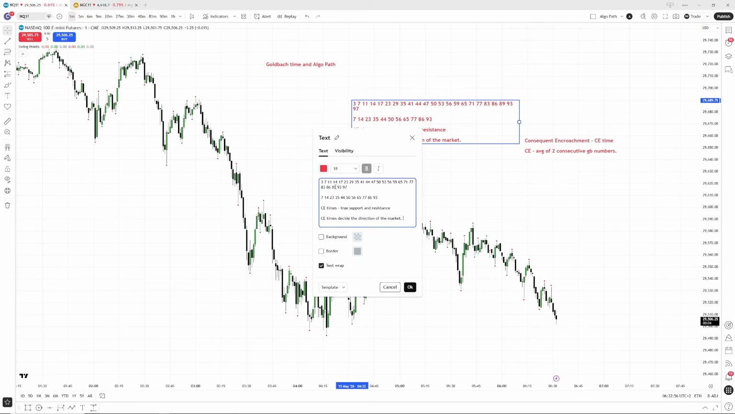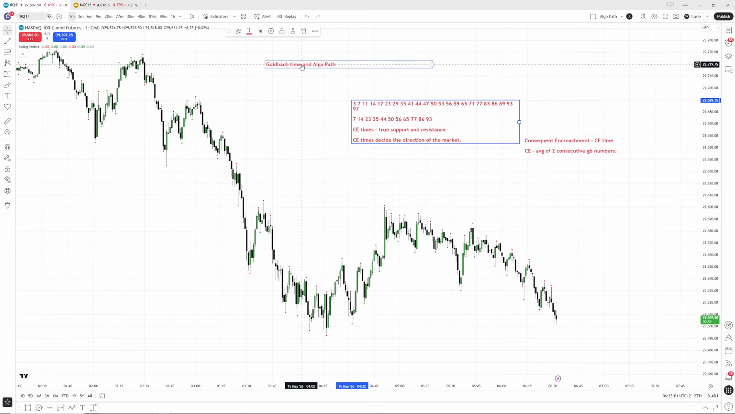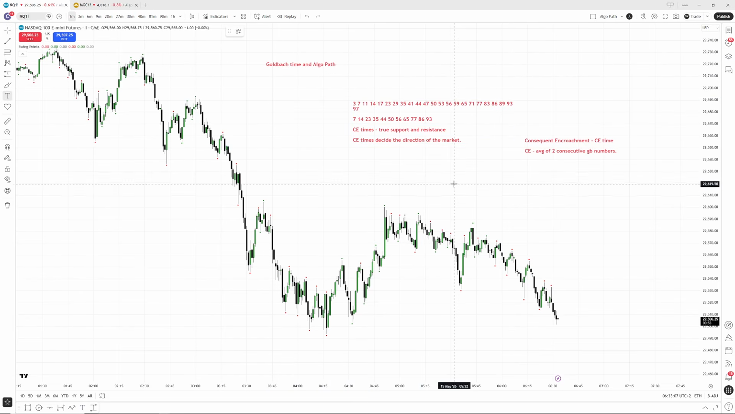Now you understand the Goldbach numbers and how we arrived at CE times. The other important learning that I took from Hopi's book is Algo Paths. Algo Paths in Hopi's book are like this. This is Algo 1 and this is Algo 2. How he trades this, or how he applies this logic on the power of three ranges, you can learn from his Discord.